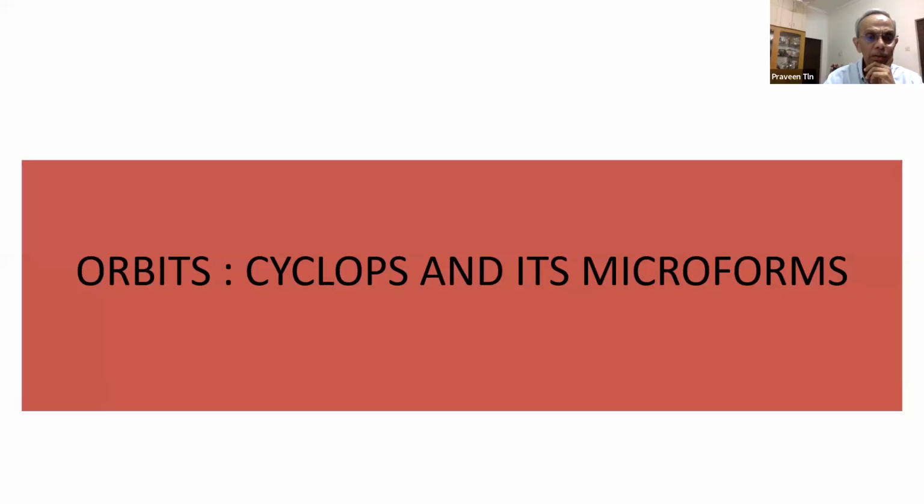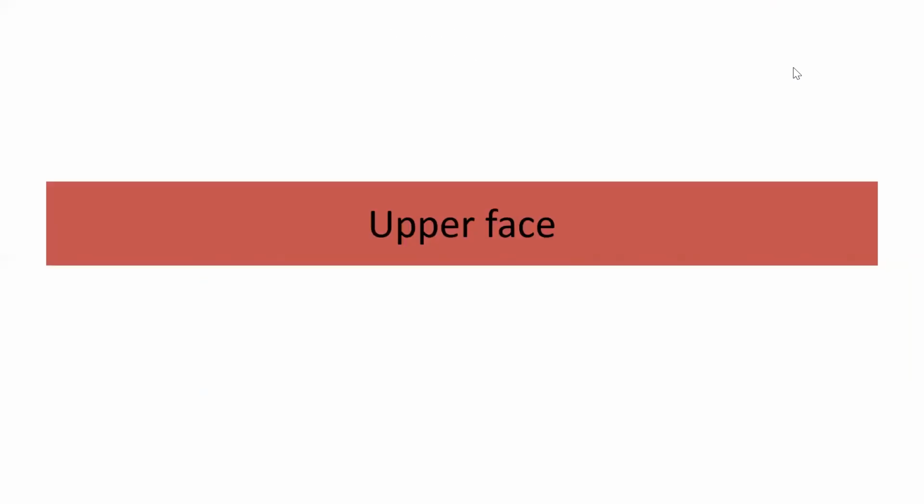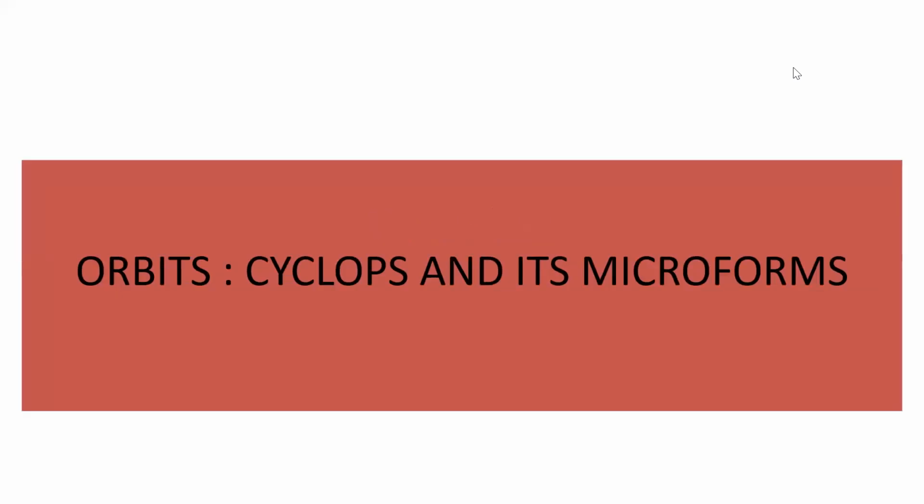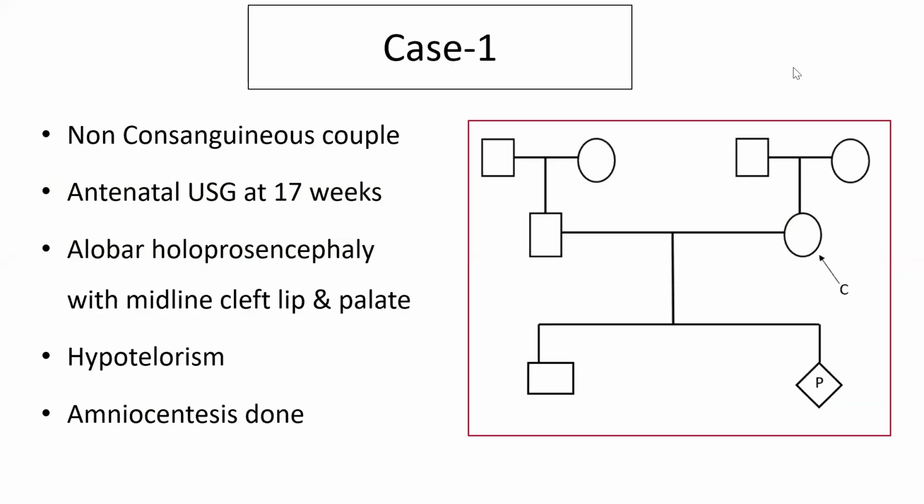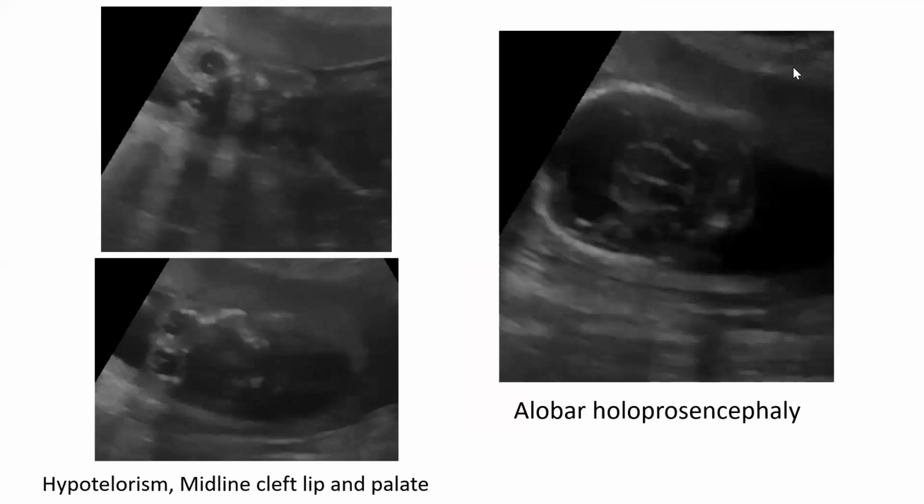Good evening. Yes. So today we have divided our session into 2 parts, part 1 and part 2. In part 1, we will discuss the upper face, and in part 2, we will discuss the lower face. In the upper face also, we have divided into 3 parts. In part 1, I will be discussing the orbits, in that cyclops and its microforms. So here we have 2 cases. This was the first family. They were a non-consanguineously married couple, and they came to us at 17 weeks of gestation. Ultrasound findings were suggestive of hypotelorism.